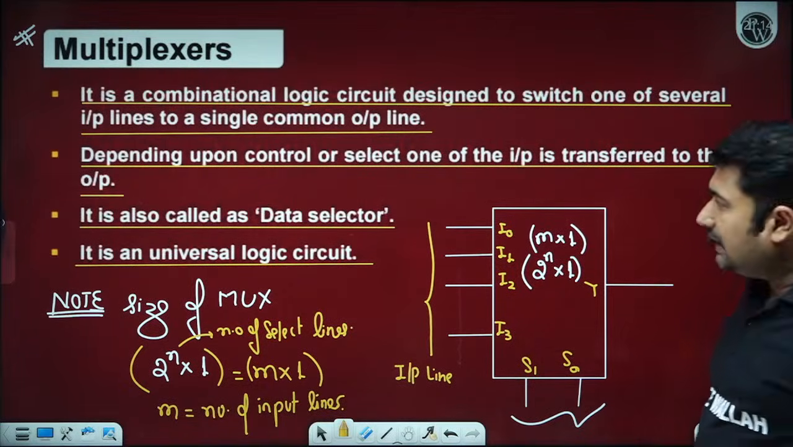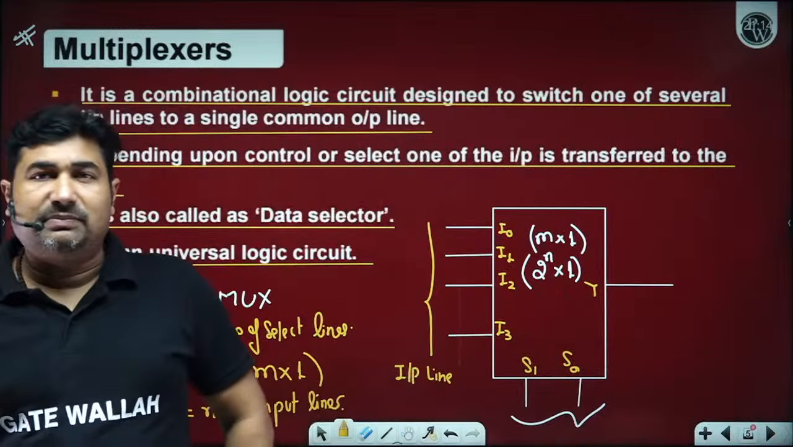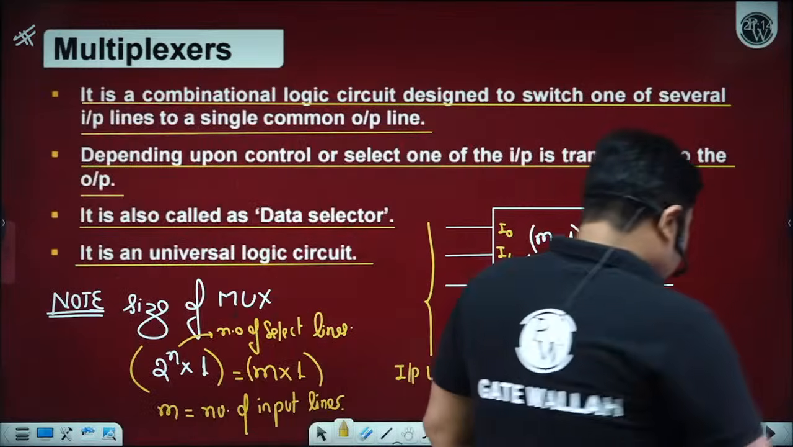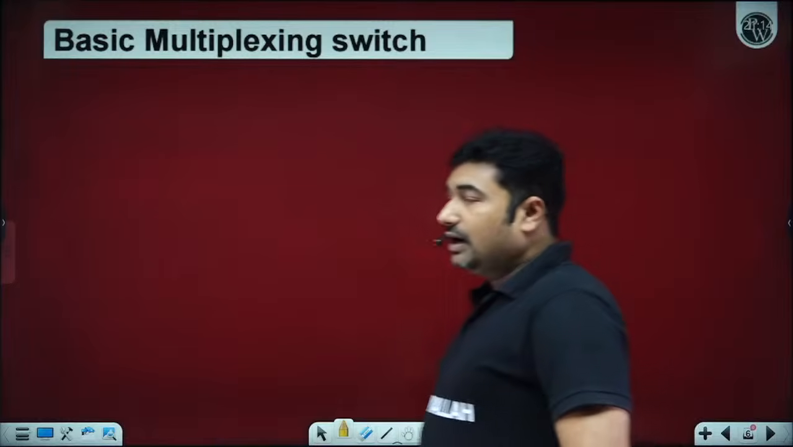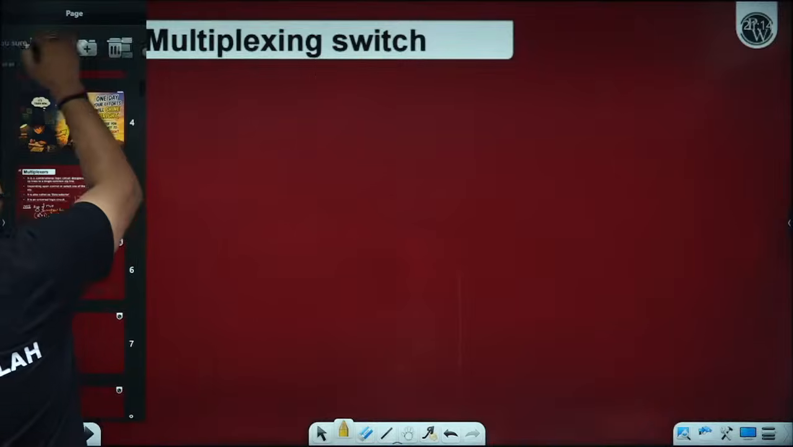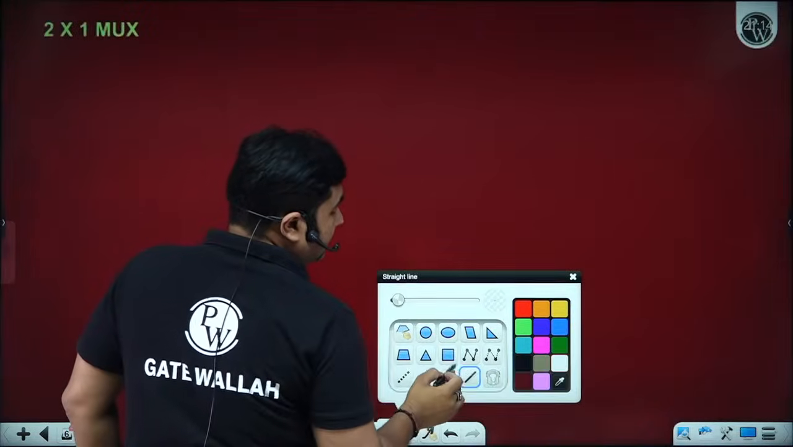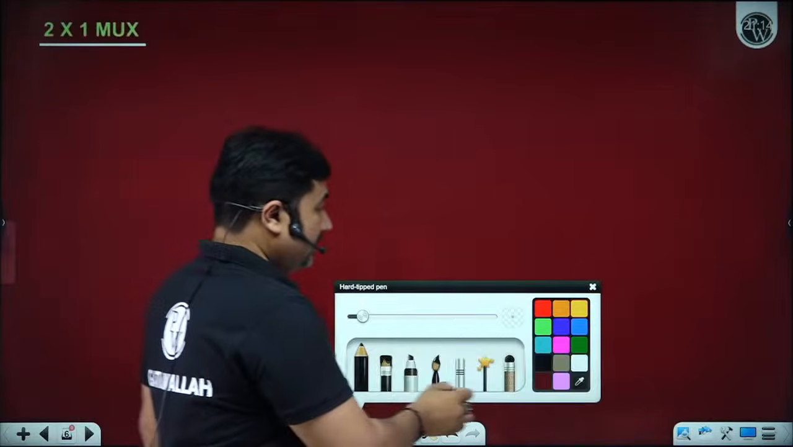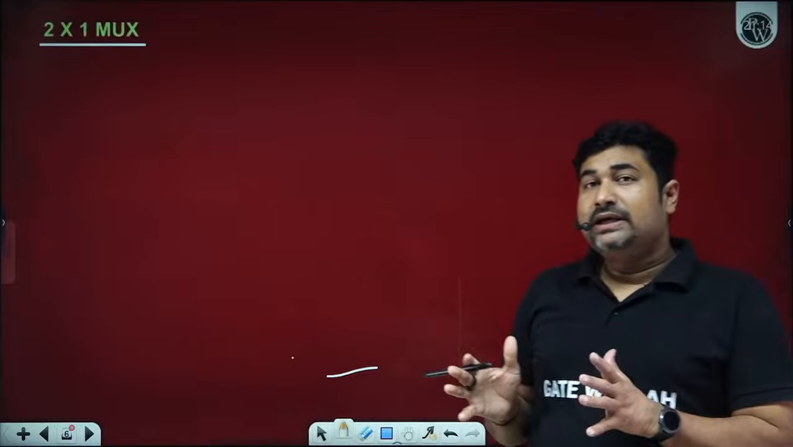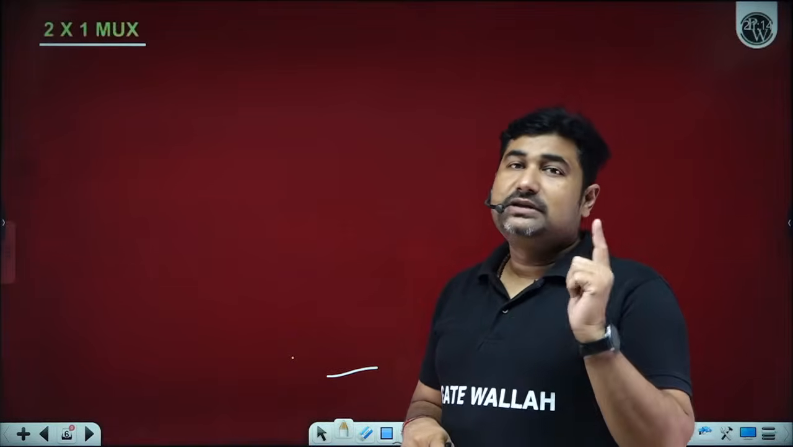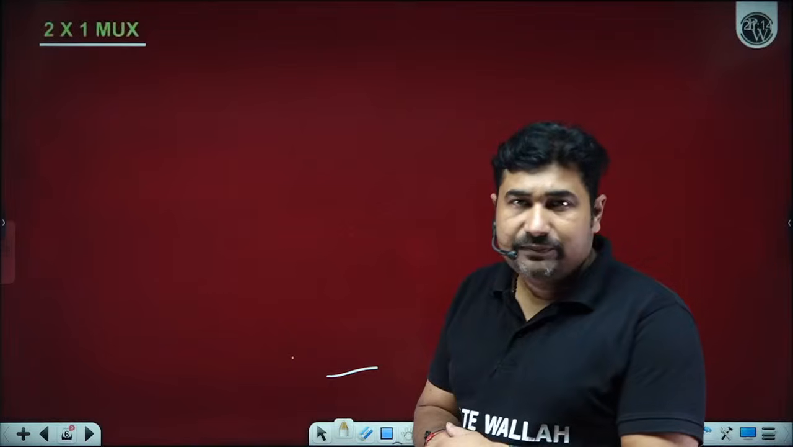Is it okay? Let's try to understand the functioning of the multiplexer. Later on we will design the multiplexer. So please observe. Let's understand the basic multiplexer. I am considering the smallest size of the multiplexer, that is 2 cross 1. What does 2 cross 1 mean? It means it has two input lines and only one output line. And how many select lines? 2 to the power 1, so only one select line. Is it okay? Yes, sir.